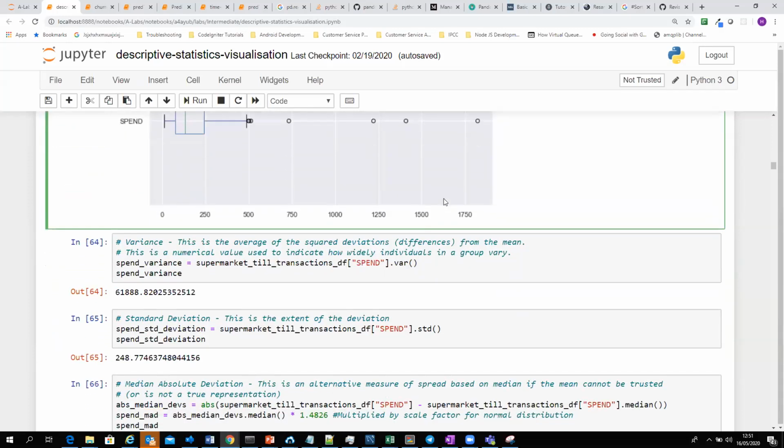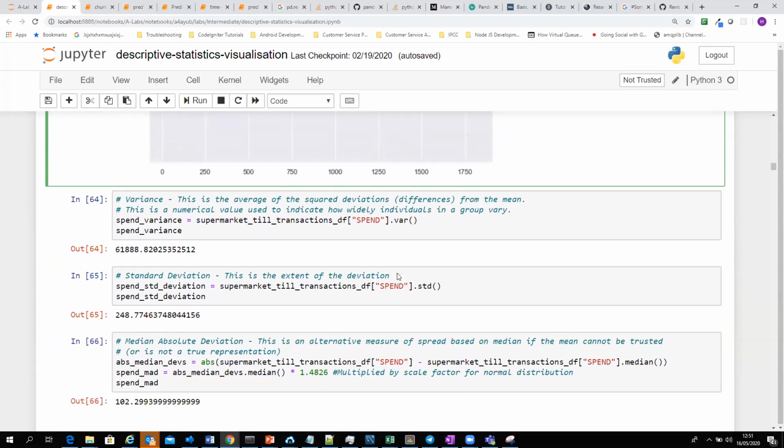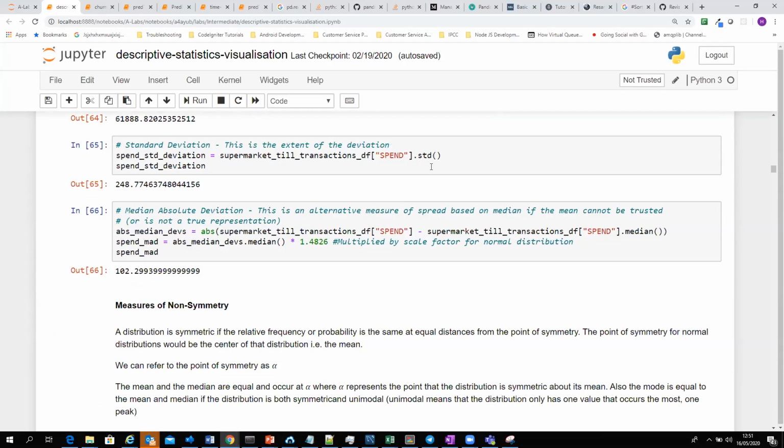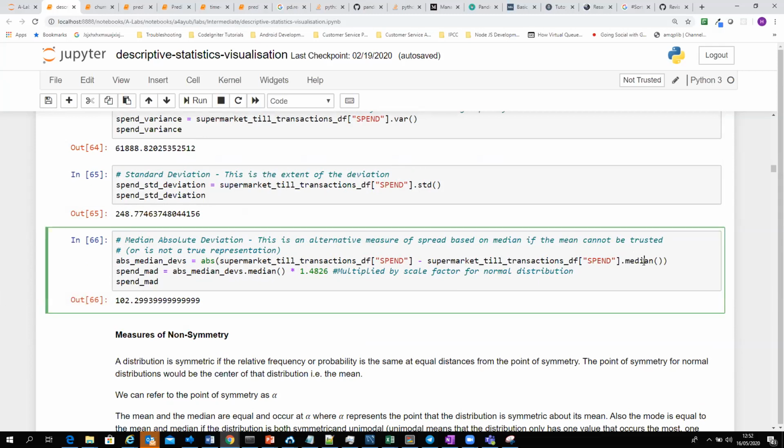And then if you want to check out the variance of that specific column, you use the word var. If you want to check the standard deviation of that particular column, you get 248. So if the standard deviation of spend is 248, how many standard deviations is a specific point from the mean? That one is in relation to what we discussed previously. And then if you want to get the median, it's very simple, straightforward. And the libraries do all this stuff for us, guys.